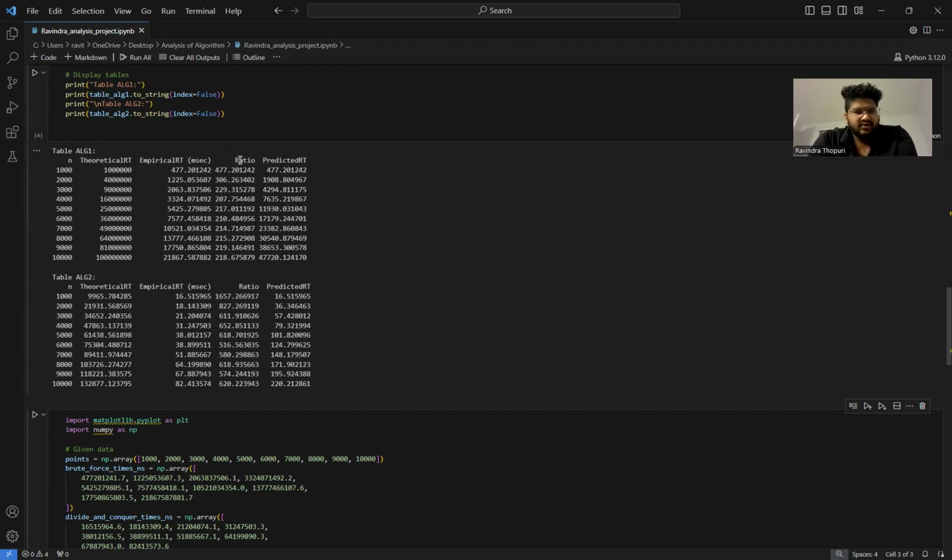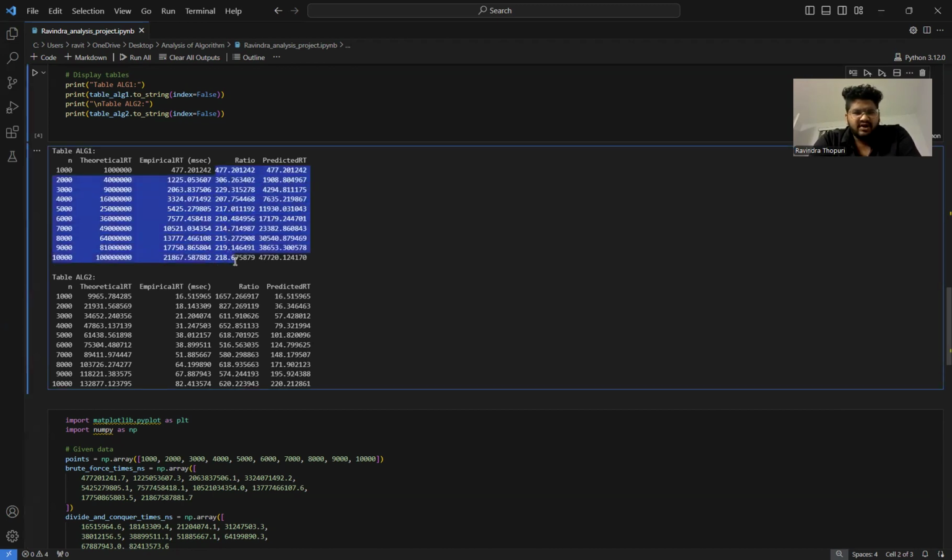Here you can see the ratio of the first algorithm, the brute force algorithm. It's not that stable compared to the ratio of algorithm two, which is divide and conquer. Here you can see an almost stable ratio, showing that it was consistent and predictable.